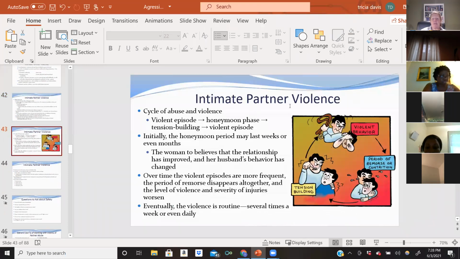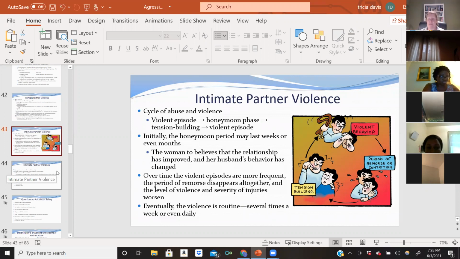So intimate partner violence is a cycle of abuse and violence. So you have this violent episode followed by this honeymoon phase, then this tension building phase, and then this violent episode. It's a vicious cycle. So initially, they have this honeymoon phase. It can last for weeks or even months. The woman believes that their relationship has improved. The husband's behavior has changed. Things are going to be great.